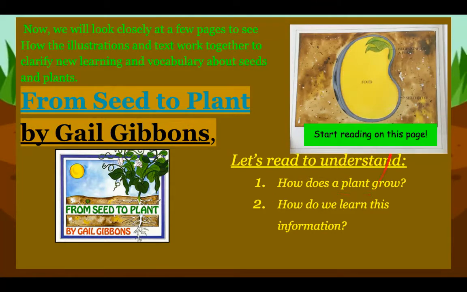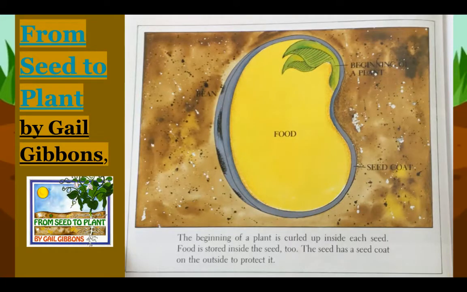So let's read to understand, how does a plant grow? How do we learn this information? So we're going to look a little more closely at this. So the beginning of a plant is curled up inside each seed. Food is stored inside the seed too. The seed has a seed coat on the outside to protect it. What the heck does this mean? A little plant is curled up in there? What? I better use the pictures. So here's a picture I have. Here's the food. This looks like the beginning of a plant, doesn't it? These look like leaves.